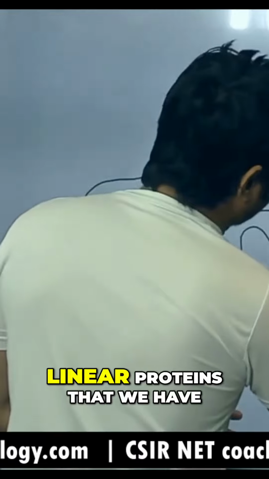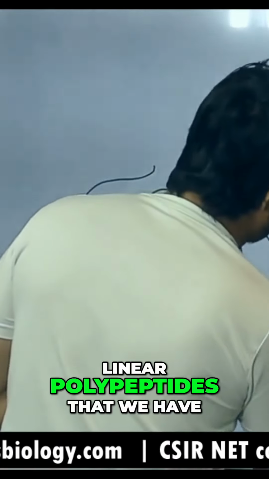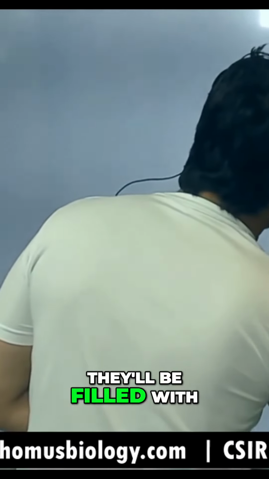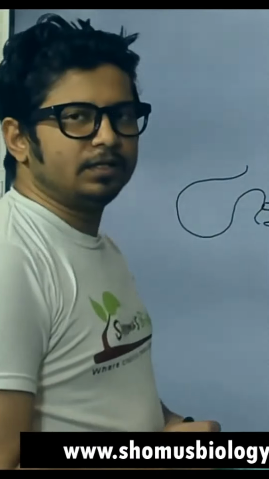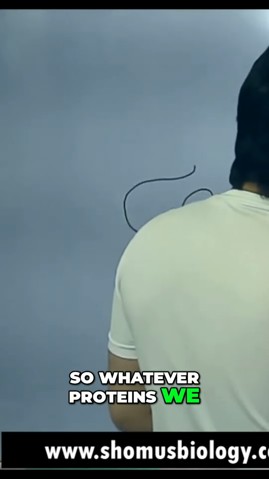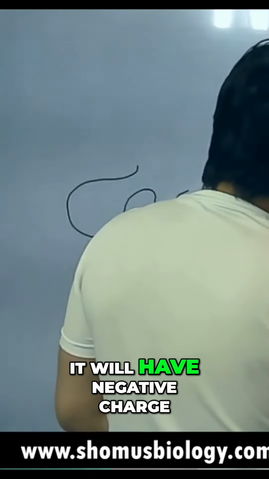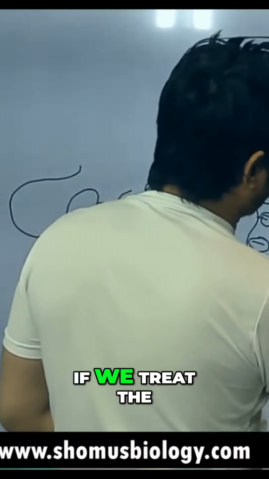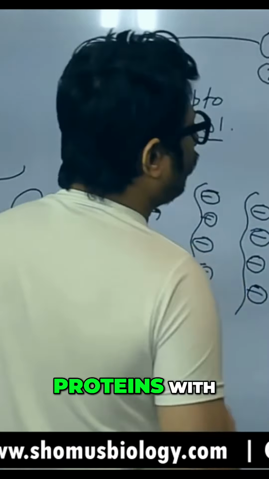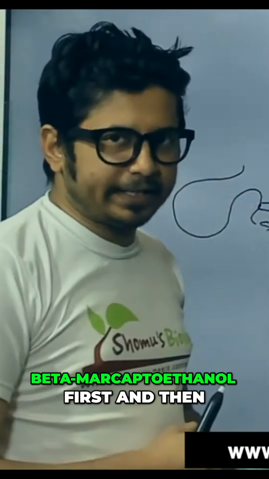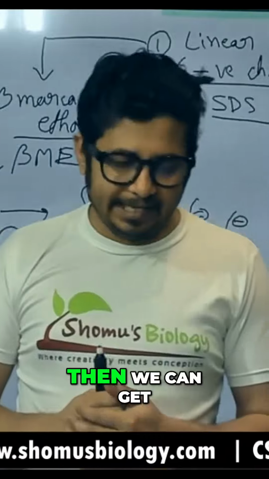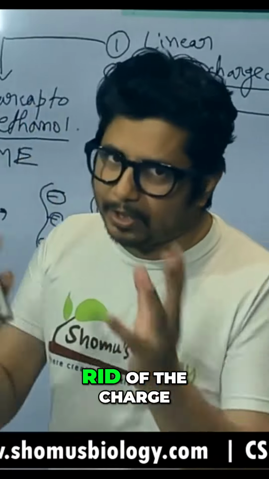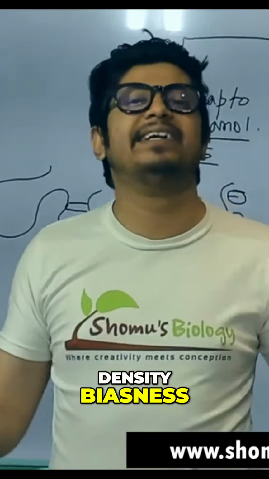So the linear proteins that we have, linear polypeptides that we have, they will be filled with negative charges. So whatever proteins we get, with the same idea, it will have negative charge. So at this point, if we treat the proteins with beta mercaptoethanol first and then sodium dodecyl sulfate, then we can get rid of the charge density biasness.